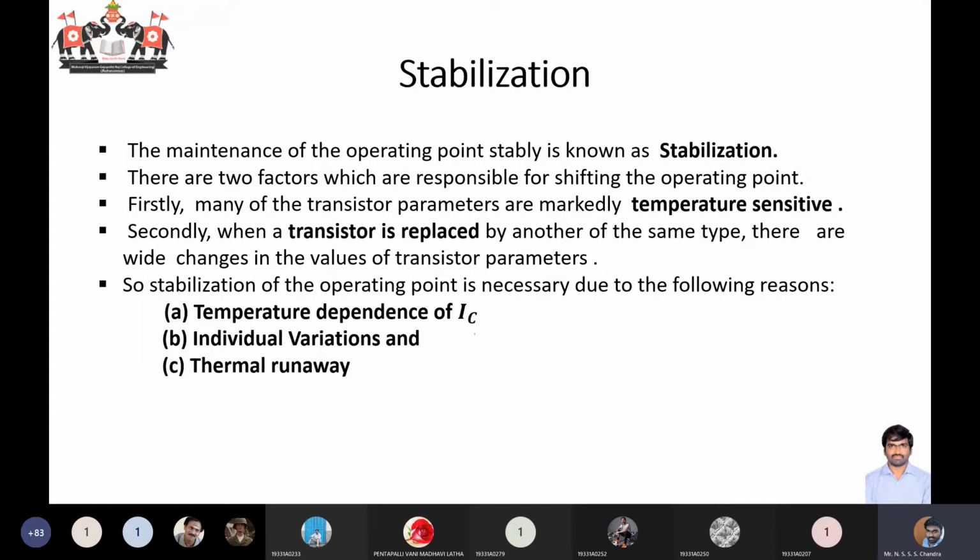There are two factors which are responsible for shifting this operating point. The first point is that most of the transistor parameters are temperature dependent, and they are very much sensitive to the temperature. Temperature sensitive means that if there is a small change in the temperature in the surroundings or within the transistor, the parameters will be widely varied. For example, you know that your leakage current or reverse bias current in a diode, do you remember this point that for every 10-degree rise in temperature, your reverse current I naught will be doubled? Do you remember that point?